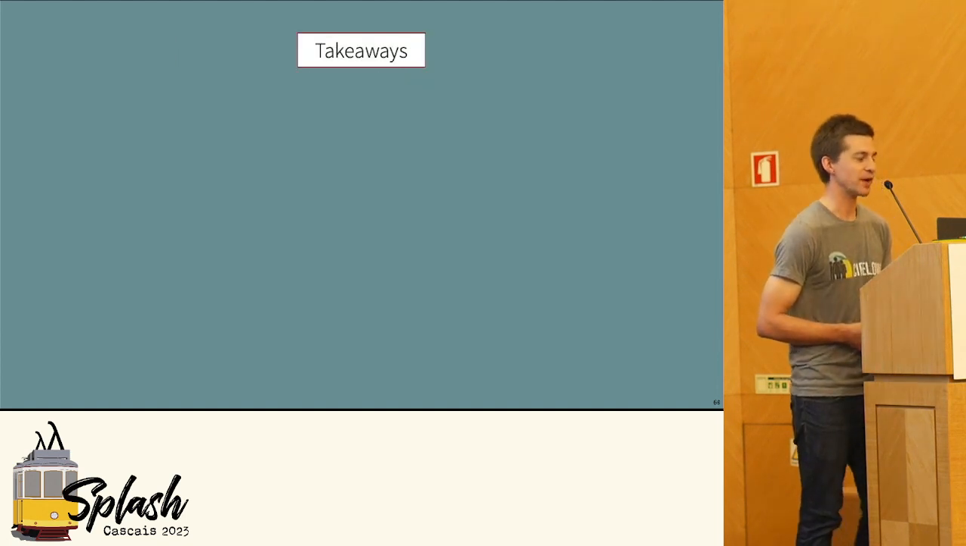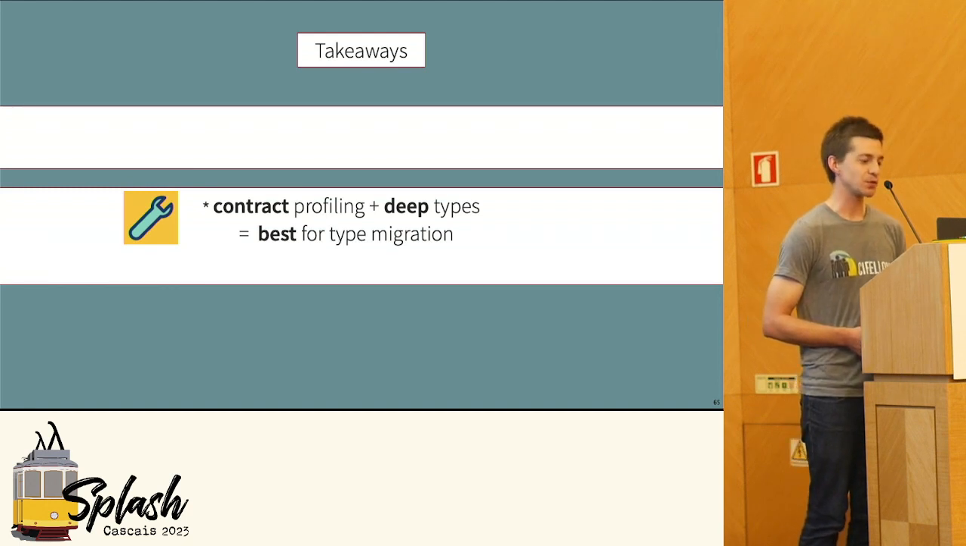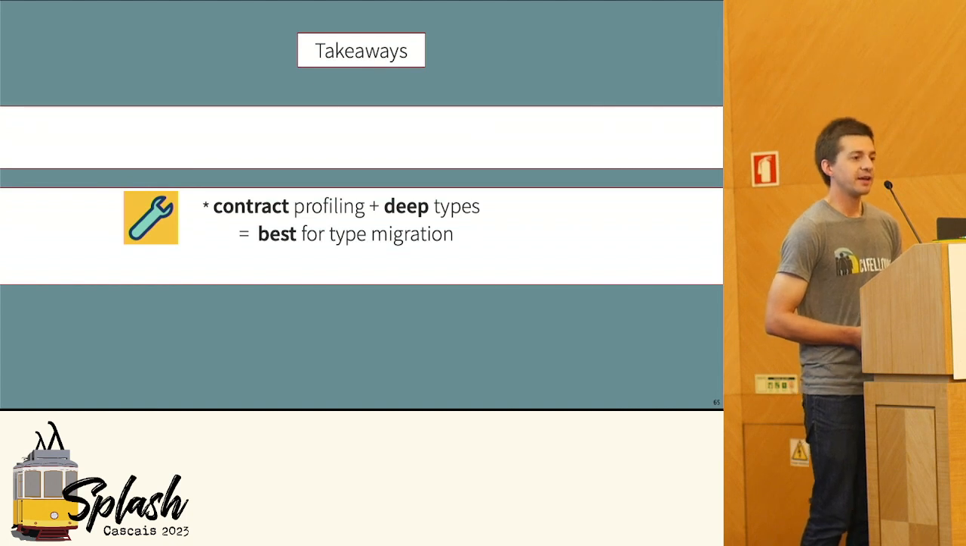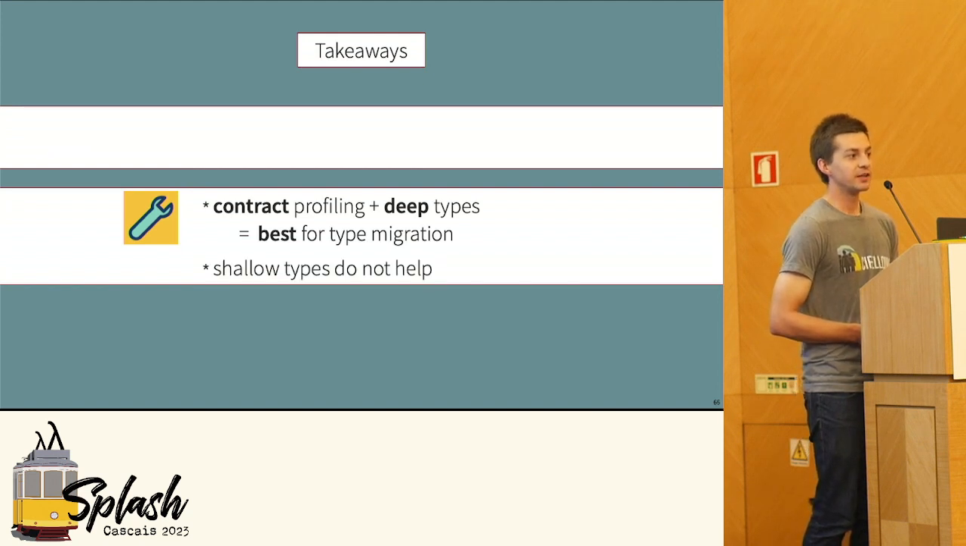All right, to wrap up, we have two sorts of takeaways, low-level takeaways and high-level. So at the low level, if you're a programmer using gradual typing, the best way to go for using the profiler to navigate type migration is to go with contract profiling and optimistically go towards deep types when you make a change. Second, we found shallow types do not help much as a stepping stone towards 1x performance.